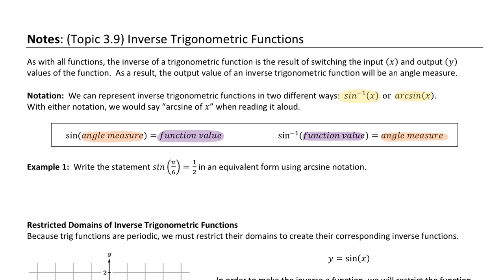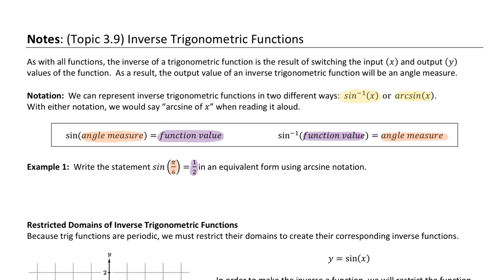So we are switching the way we've done the quiz trade cards up till now, because these quiz trade cards had an angle measurement as the input and a trig ratio as the output, and now we're going to work backwards. So you do still have to know all of the values of your unit circle so you can work backwards. We're going to write the statement sine of pi over 6 equal to 1/2 in an equivalent form using arc sine notation. Now again, pi over 6 is my angle and 1/2 is the trig ratio.